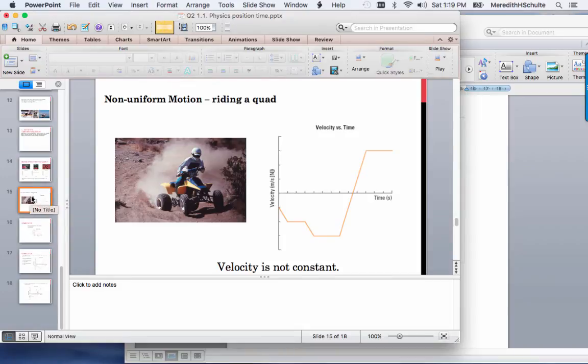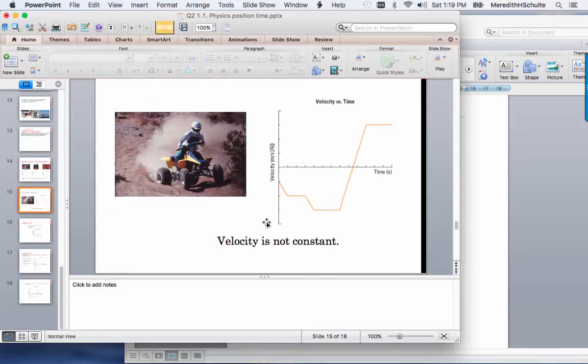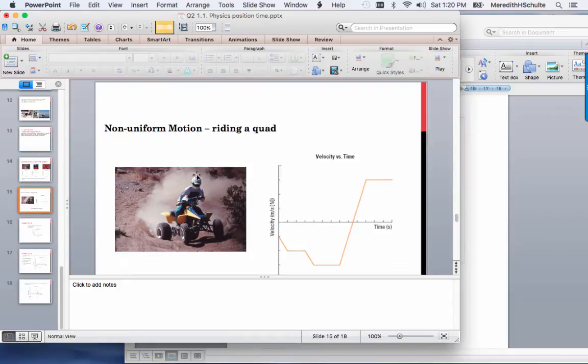Okay, so here we have an example of a velocity time graph, and this is for like riding a quad would be the example. So he didn't start here on this graph from a velocity of 0.